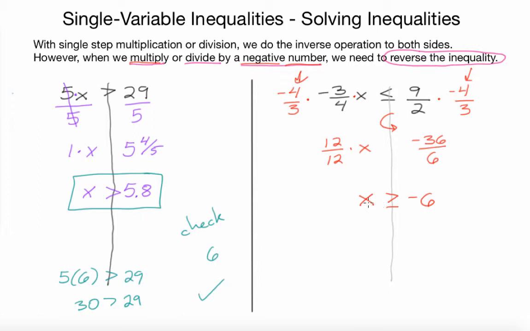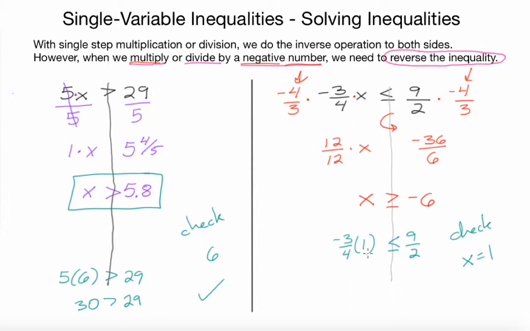So according to this, if I pick a number greater than or equal to negative 6 and plug it in for x, that should make the inequality true. So I'm going to pick a nice one like 1. So let's check. If I make x 1, that's greater than or equal to negative 6, and let's see if that makes my inequality true. So does negative 3/4 times 1 less than or equal to 9/2?